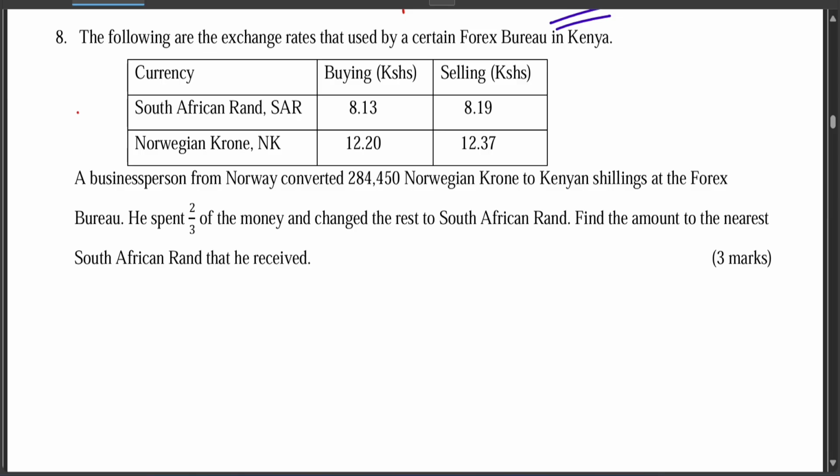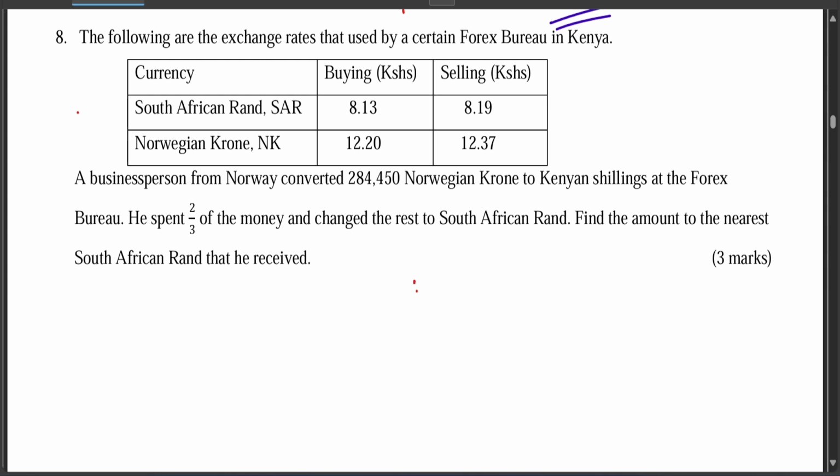Okay, so a business person from Norway converted 284,450 Norwegian krone, or the NK, to Kenyan shillings at the forex bureau. He spent 2/3 of the money, so he just remained with a third, and changed the rest, which is a third, to South African rand. The question says find the amount to the nearest South African rand that he received. A very simple question with a very simple answer, so you don't need to think too much, especially for this type of question. It's very easy to answer.